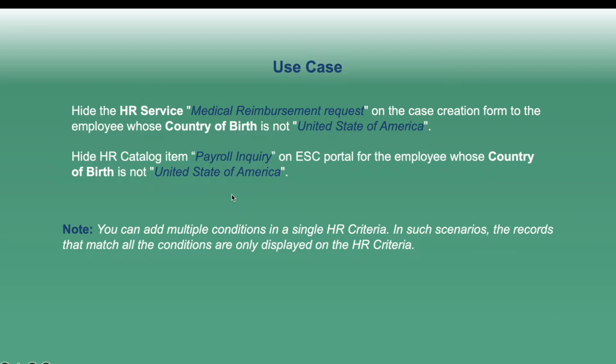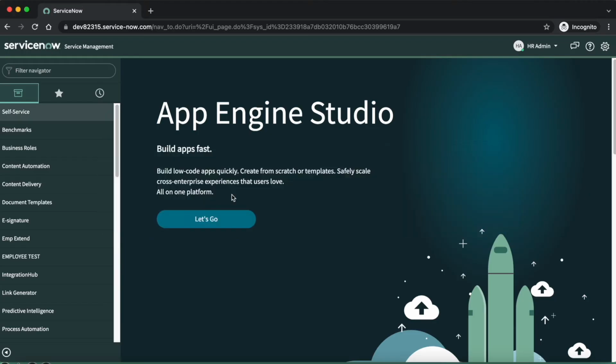So let's start with the first use case. Let's navigate to our demo instance and see how we can achieve it. Let's navigate to HR profile and pick a user who has a country of birth other than United States of America.